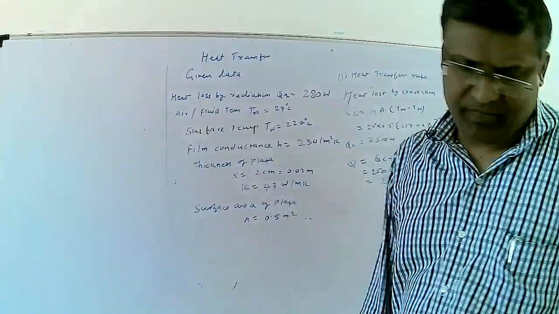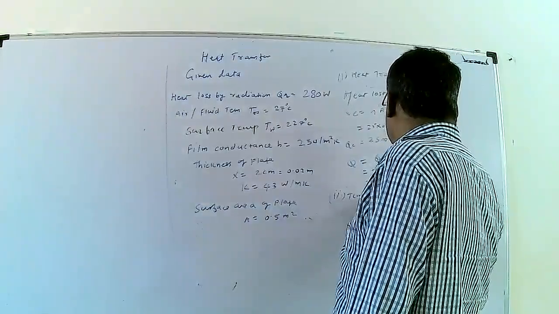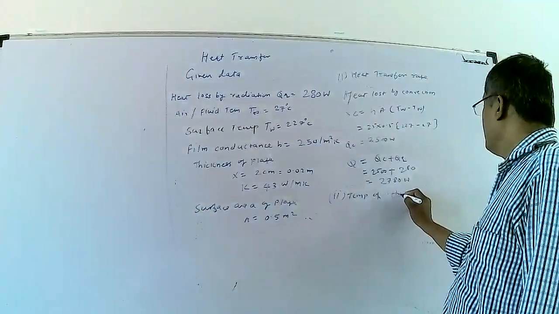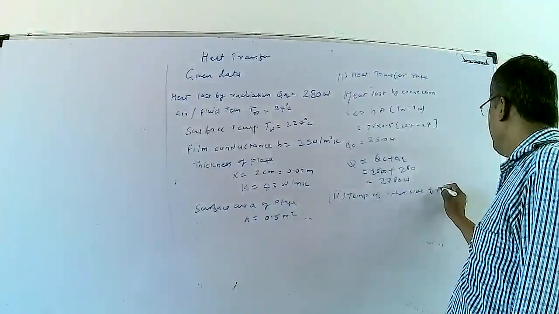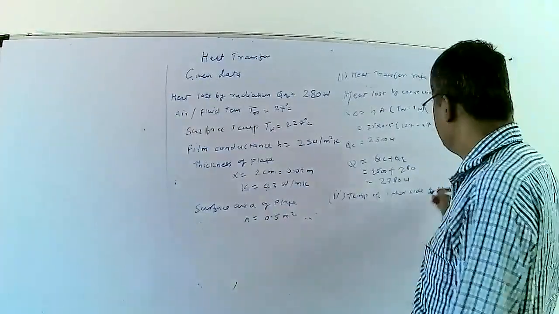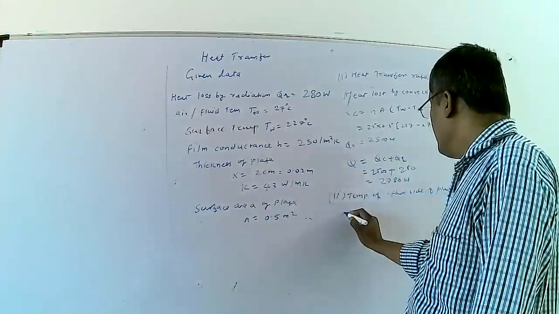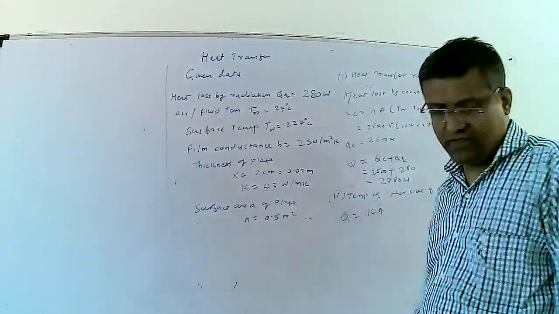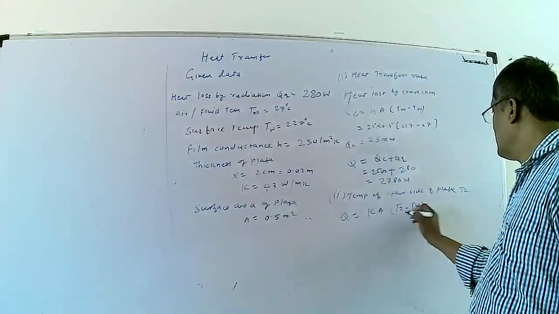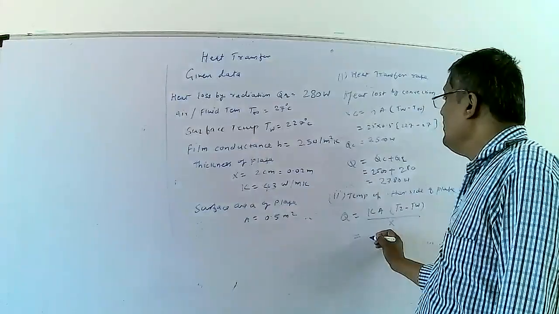Then the temperature of the other side of the plate. Second thing, temperature of the other side of the plate. It is calculated by a particular formula for T2. Q is equal to KA in bracket T2 minus Tw divided by X. We put all the values.